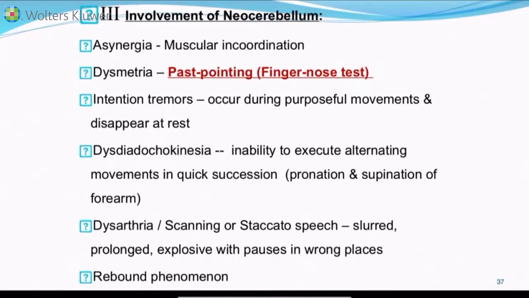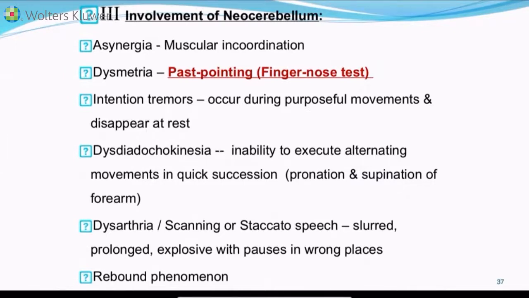Dysarthria, or scanning or staccato speech, is slurred, prolonged, explosive speech with pauses in wrong places. The patient will not know where to stop exactly. He will have a slurred speech and suddenly some words will very violently get blown out. So that is known as dysarthria, scanning or staccato speech.